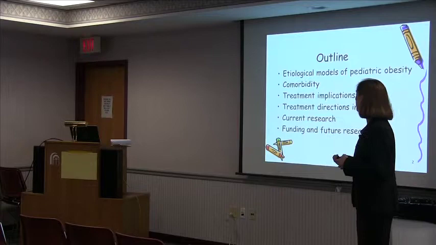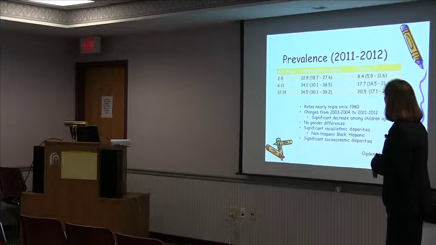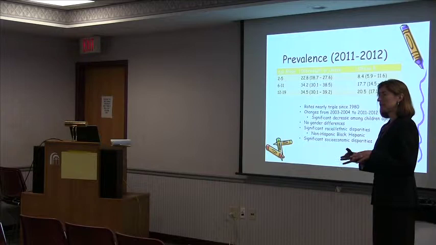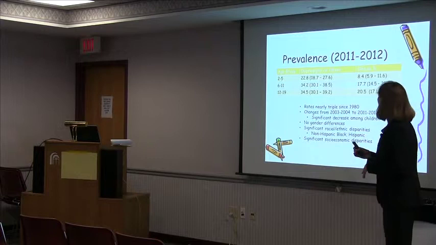So in terms of the prevalence of pediatric obesity, approximately 32% of children and adolescents in the United States are overweight or obese. And while rates have nearly tripled since 1980, the rates have been fairly steady since the 2003-2004 surveys. The only significant difference was a decline in the prevalence of overweight and obesity among the 2 to 5 year old age group. So that's encouraging, but we're talking a small decline.